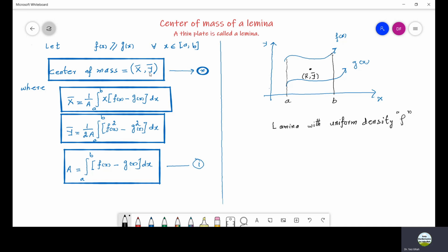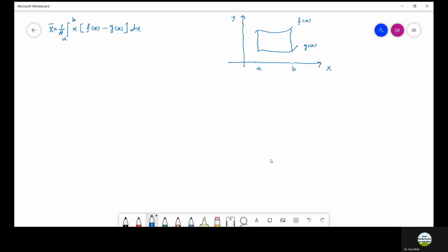To find the center of mass x bar and y bar, the first task is to find the area. Then you can find x bar. So in x bar, you should use the value of A. Then you can find y bar, and in this formula you should use the value of A. And then you can put x bar and y bar in star, and that will be the required solution. Let us see how we can get these formulas.